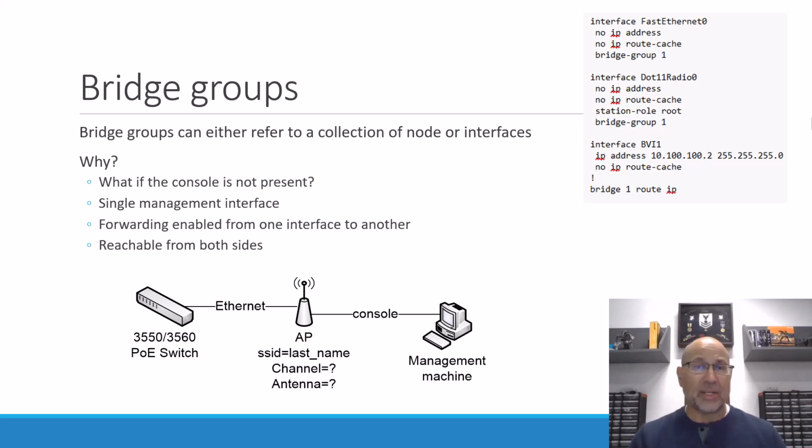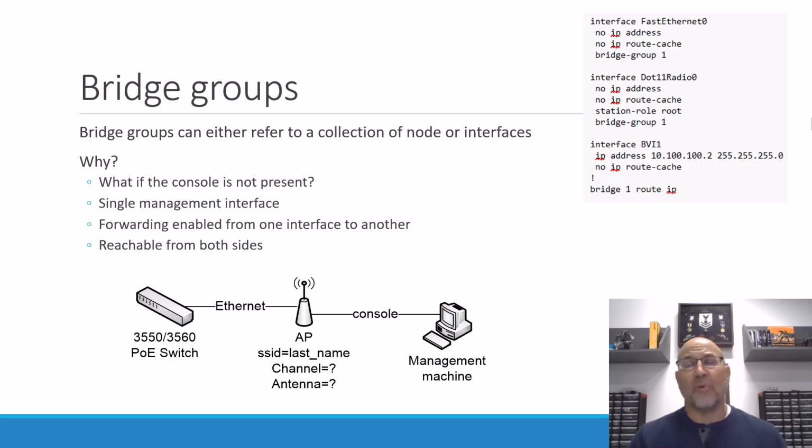So we're going to manage this access point remotely via the IP address. But if we applied it to the radio interface, or if we just applied it to the Ethernet interface, we could only manage it from one side. And if that side was down for any reason, we couldn't talk to the access point. So the bridge virtual interface was a great way to manage from either side because the IP address was not tied to a physical interface.